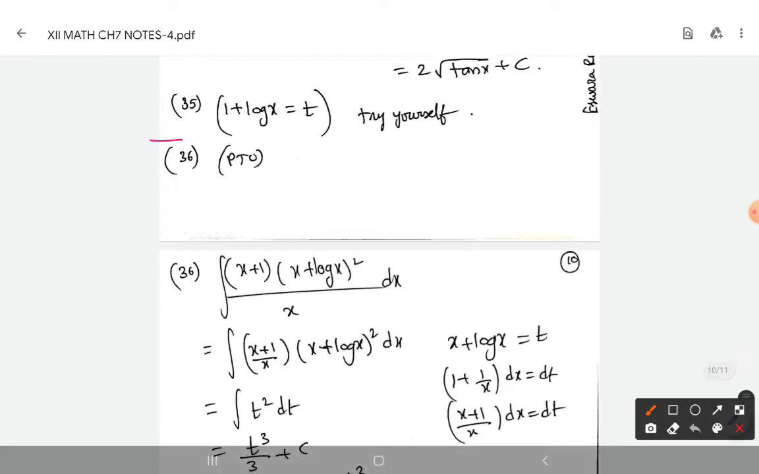35th question, as I explained already, 1 plus log x is equal to t. You should take 1 plus log x is equal to t, because there is 1 plus log x whole square by x into dx. If a denominator of x is there, it is mostly a log x related question, because the derivative of log x is 1 by x.